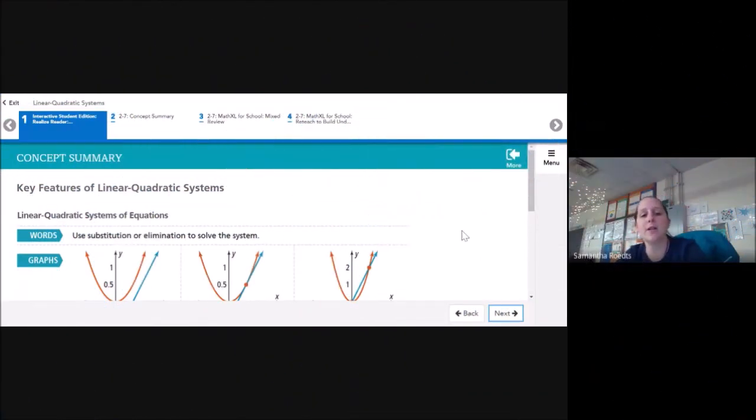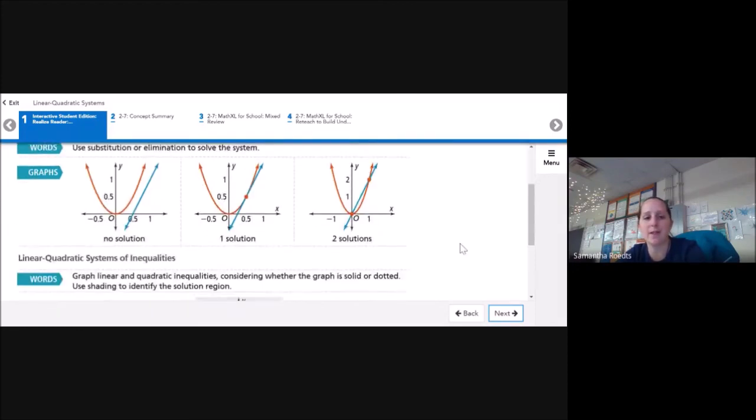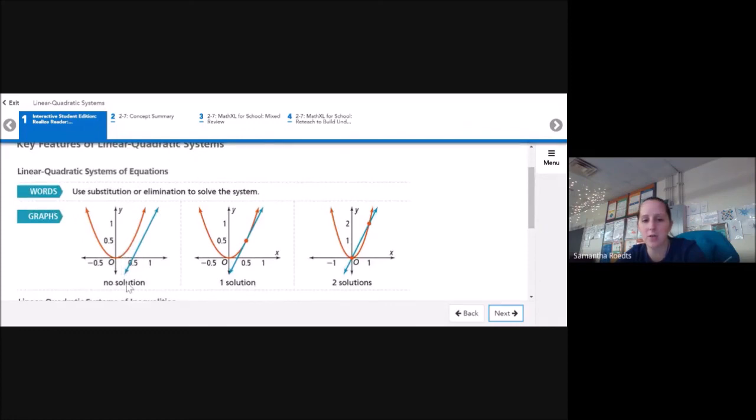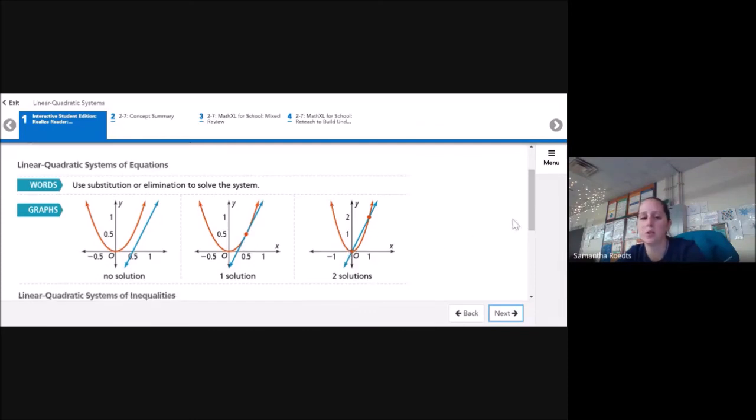All right, so concept summary. Key features of linear-quadratic systems. For a linear-quadratic system of equations, use substitution or elimination to solve the system. Graphs: if they don't touch, there's no solution. If they touch once, it's one solution, which is also known as a tangent. And if they touch twice, it's two solutions.